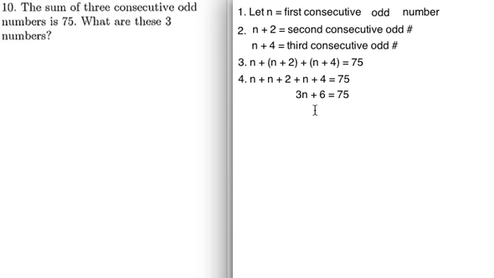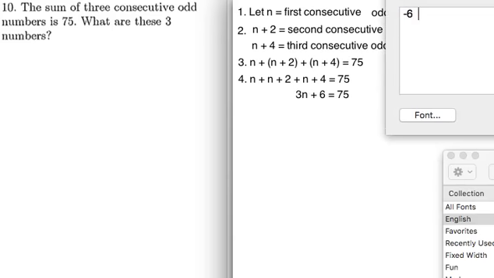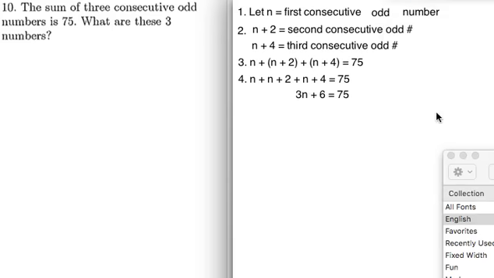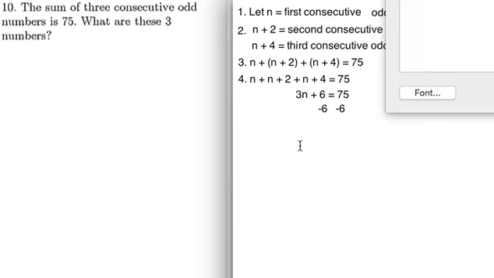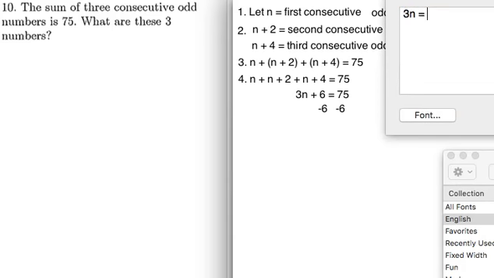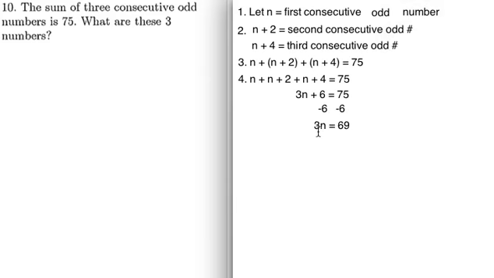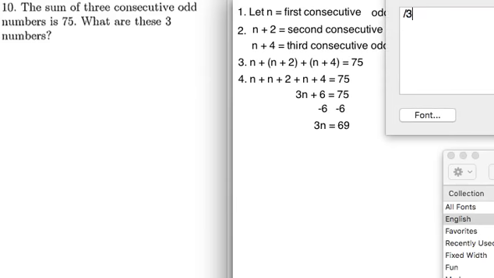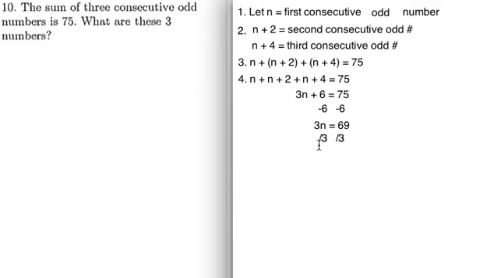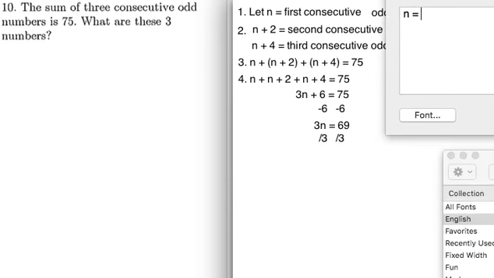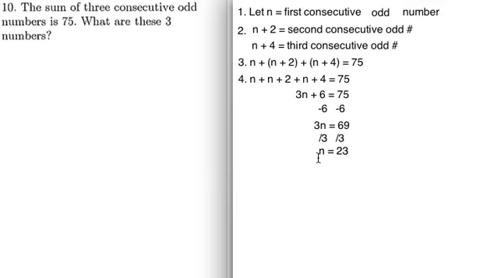Now I'm trying to isolate n. I'm going to subtract 6 from both sides, which will get me to just plain old 3n on this side and 69 on the other side. So 3n equals 69. Divide both sides by 3. And you'll be left with just n over here, which is what you want. And 69 divided by 3 gives you 23.